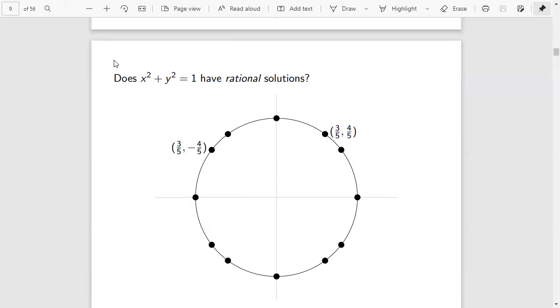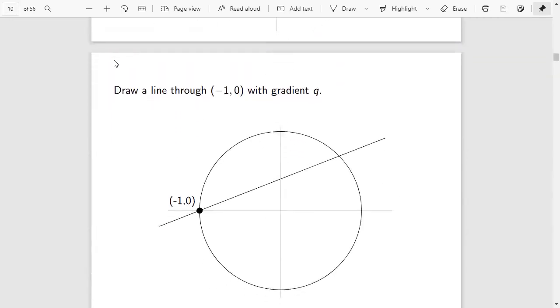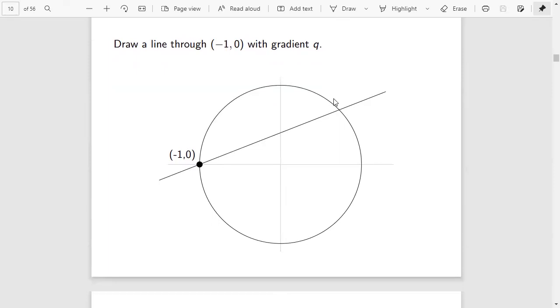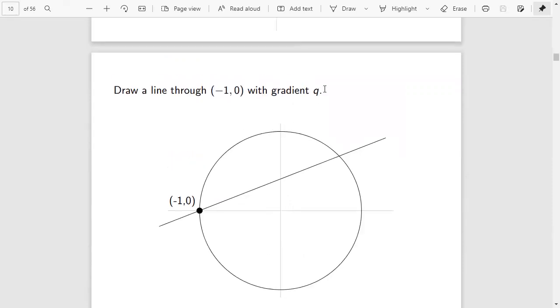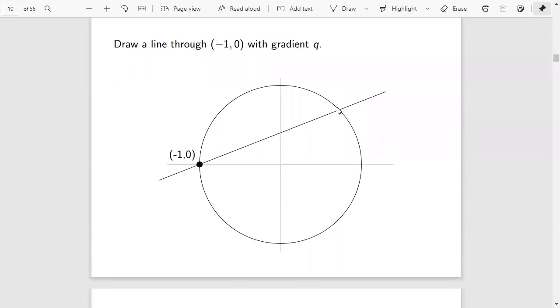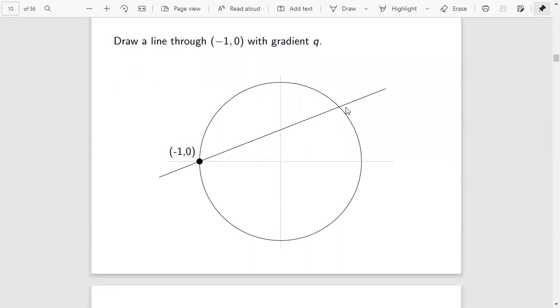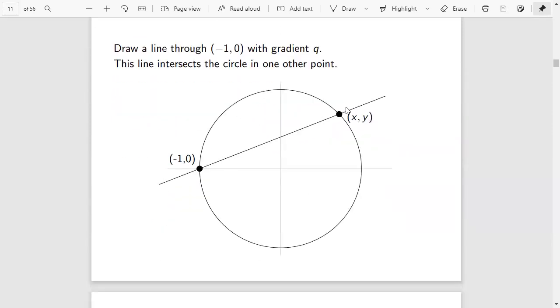So how about we find these if we didn't already know that they existed? What we can do is start off with one point that we know of. Let's pick minus 1, 0. Draw a line through it with a gradient of q. And this line is going to intersect the circle in one other point, unless we choose the tangent. We just won't do that. And then we can calculate the coordinates of this point here. So we'll calculate the xy coordinate of the second intersection point.